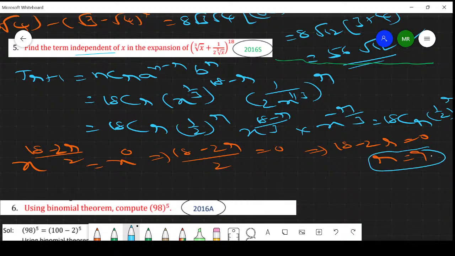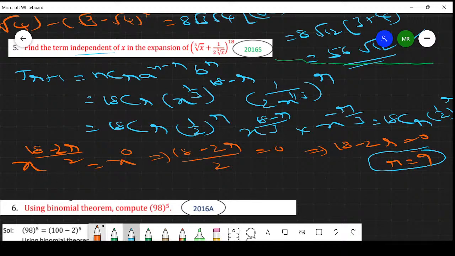I hope we understood this. We got r is equal to 9. This is 18 minus 2r. That means if we replace r with 9, we get a term independent of x. In the general term, replace r with 9.